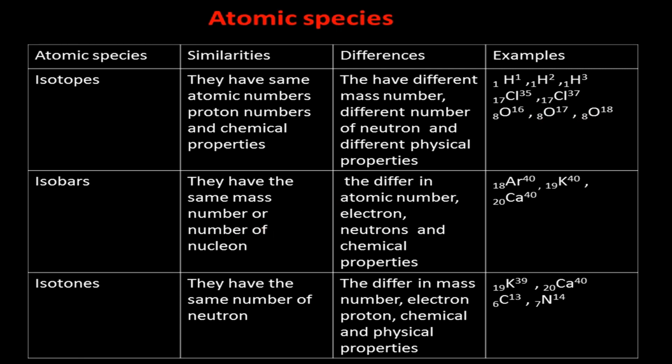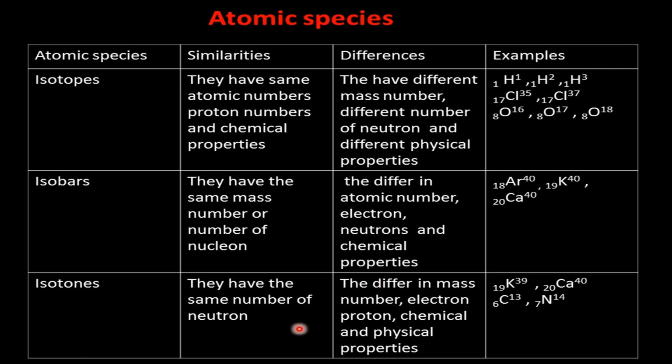Isobars, the similarities: they have the same mass number or nucleon number. Differences: they differ in the atomic number, electron, and neutron number, and also chemical property. Example: argon 18, potassium, and calcium. As you can see, their superscripts are the same, that is the same mass number but different atomic number.